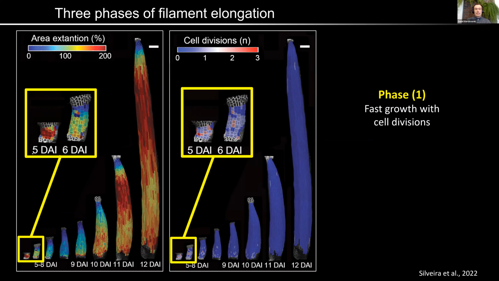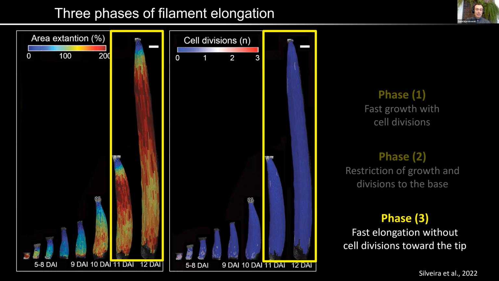Later on, we have acceleration of growth. In this last stage there are no divisions. We have very, very fast growth, but this growth is no longer located at the bottom. It's displaced toward the tip of the filament. It's a very similar behavior to what has been observed in the hypocotyl of Arabidopsis, for example. So we have these 3 different stages of the elongation of the filament.